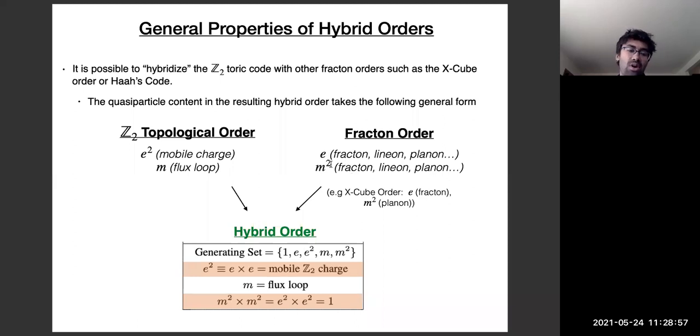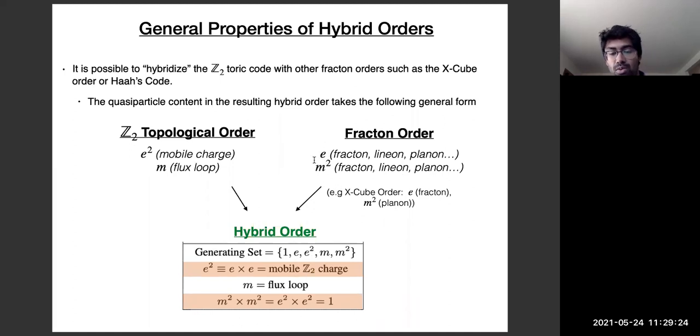The hybridized order, which is an entirely new kind of order, has a generating set which labels all the possible excitations, which are as follows: 1, E, E squared, M, and M squared. And these are suggestive. These are in correspondence with the labelings here. So E, E squared, M, and M squared are respectively mobile charges, loops, fractons, or linons. And the labeling is suggestive of their fusion rules.